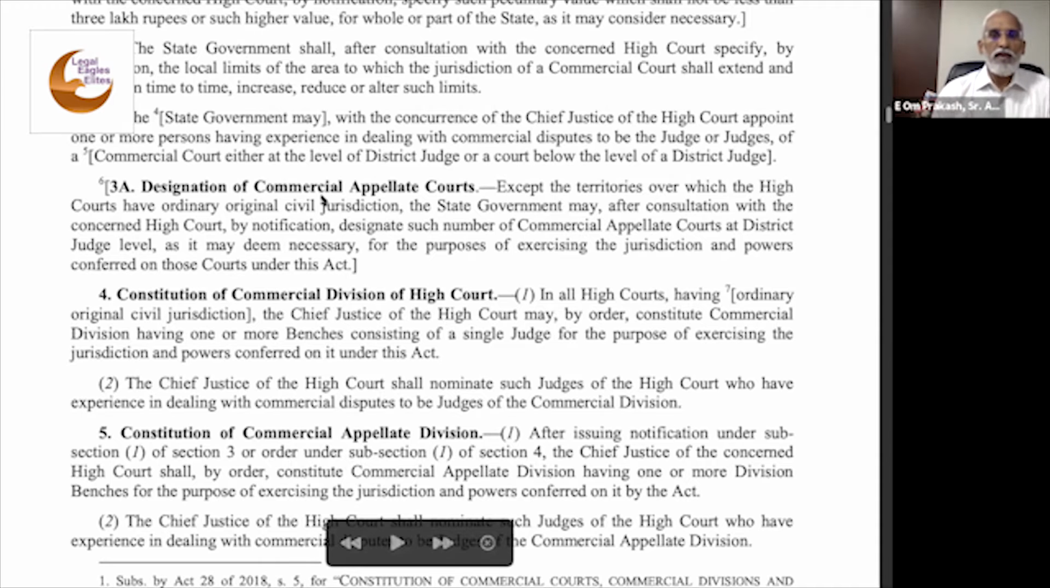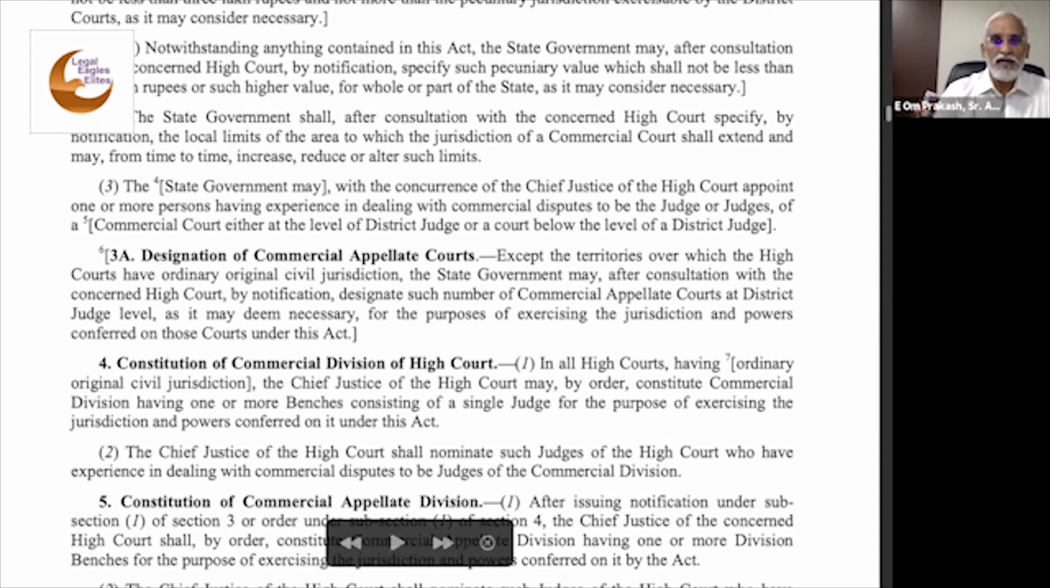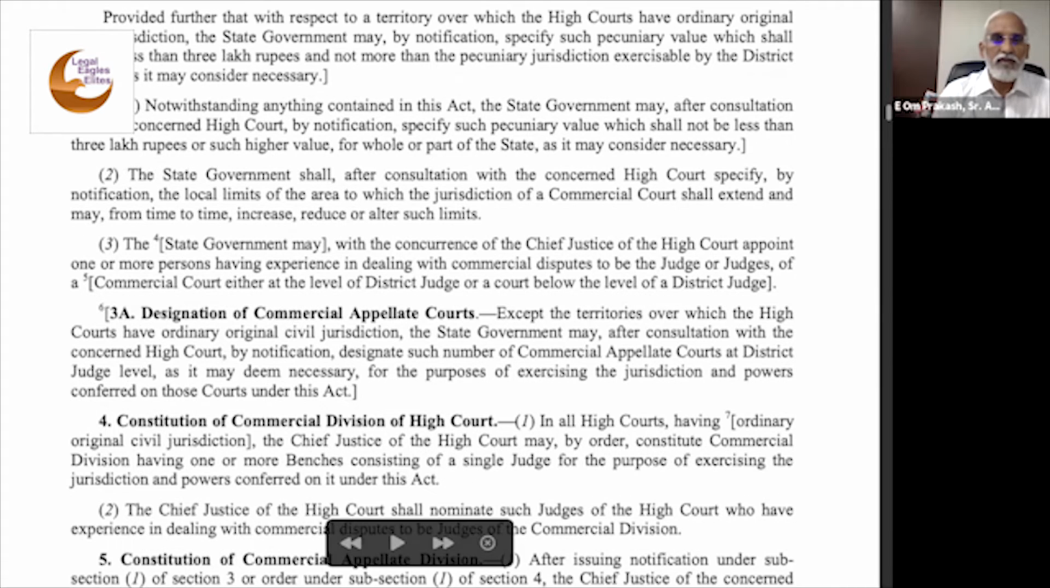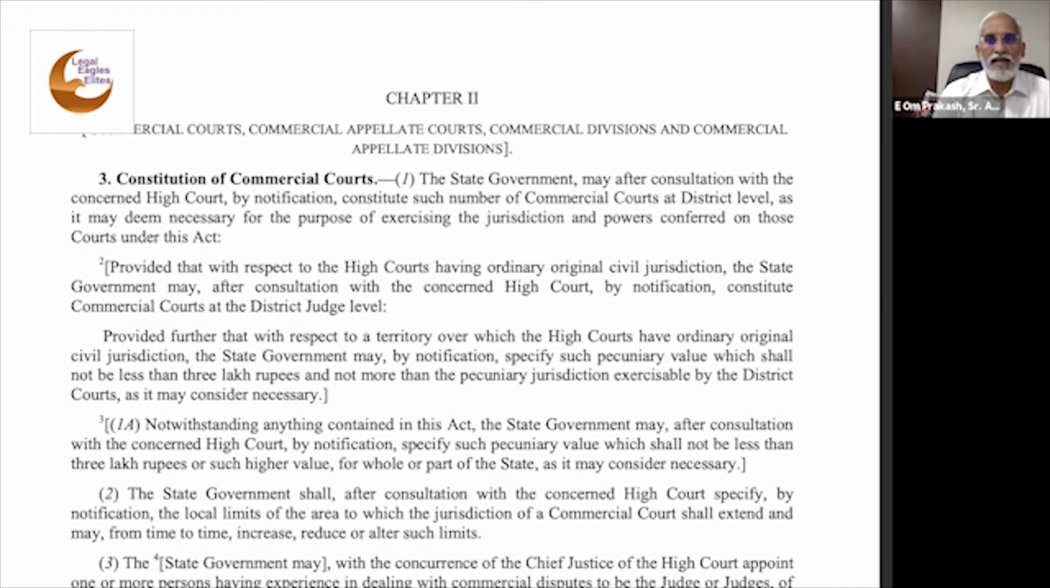I am not troubling you by reading through those lines and trying to explain, because as lawyers, you would always have a better understanding when you read for yourself what the provision says, how the Constitution, when it has to be constituted, what is the role of the state government and what is the role of the High Court. So all those things are provided therein. We need not strain ourselves much on it. It is only on the designation.